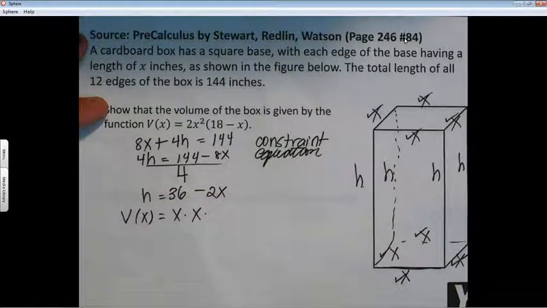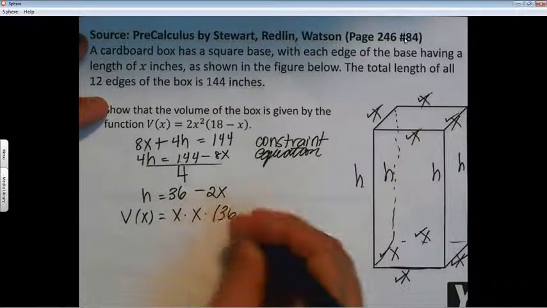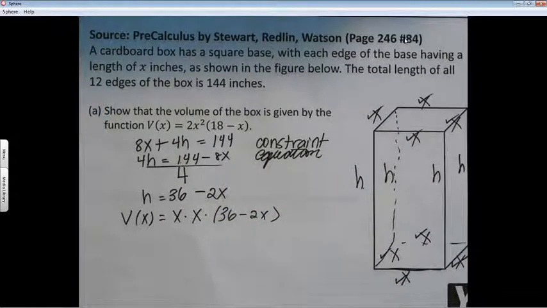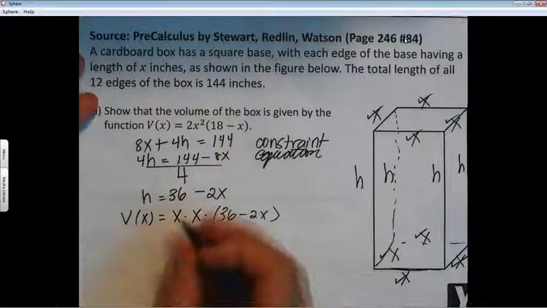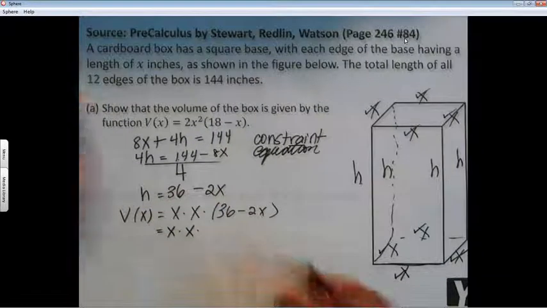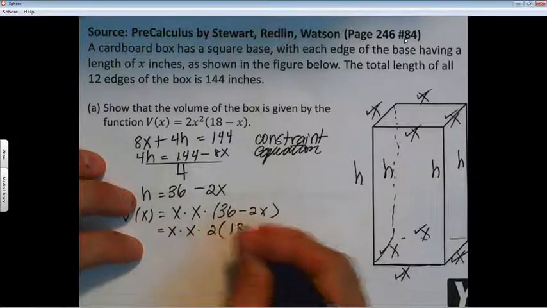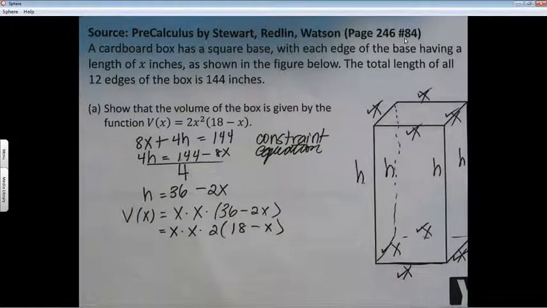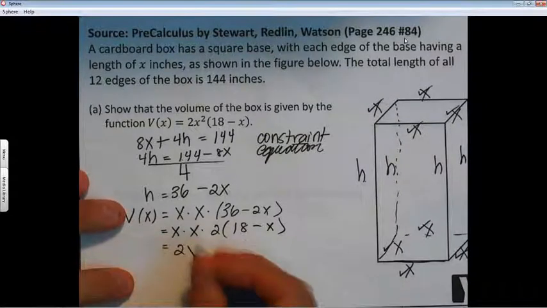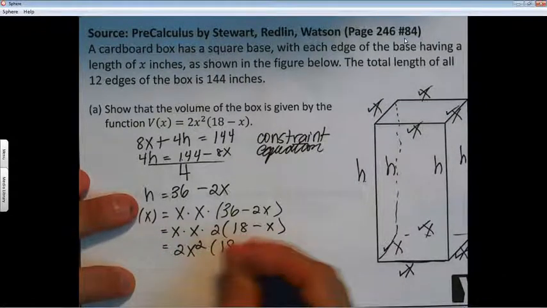minus 2x. The height of the box is equal to 36 minus 2x. How do we find the volume? The volume is length, that's x, times width, that's x, times height, well, that's 36 minus 2x. That is almost exactly what we were given.